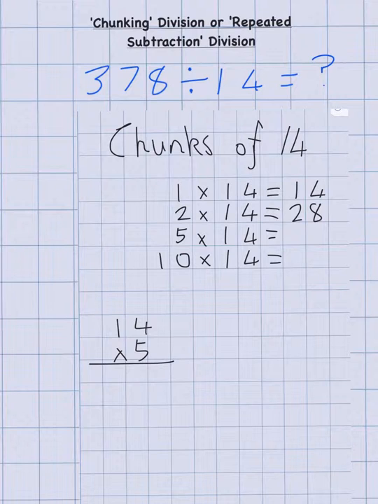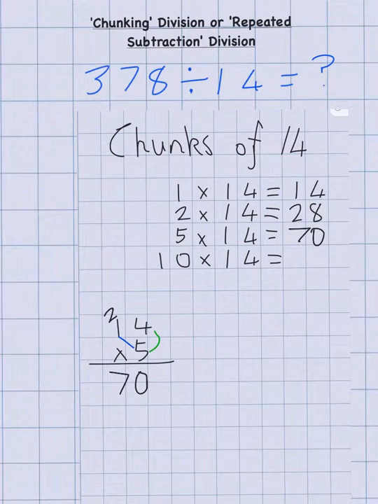5 times 14. Now it might not be as easy for all students to work that out mentally, so you may want to use your column multiplication method to quickly work out what 5 times 14 is. So let's go ahead and do that. 5 times 4 is 20, put on the 0 and carry the 10 value, which is 2. 5 times 1 is 5, plus 2 is 7. So 5 times 14 therefore is 70.